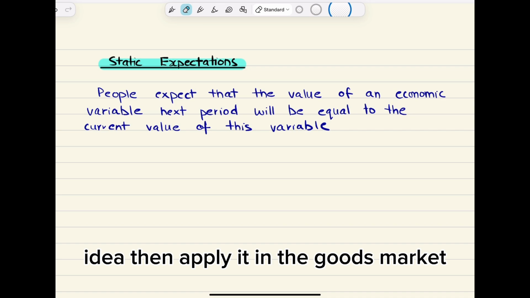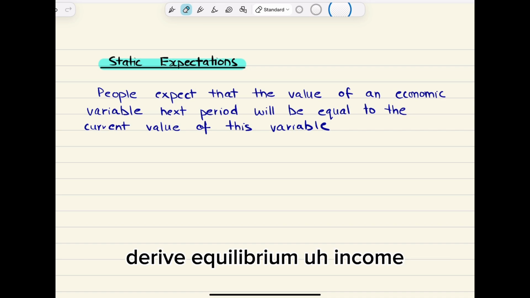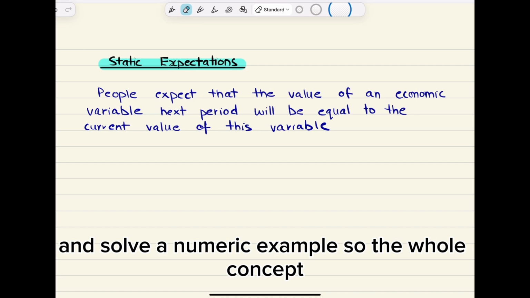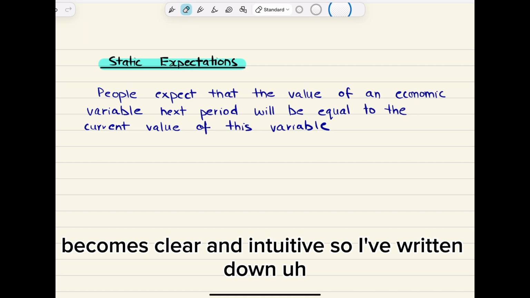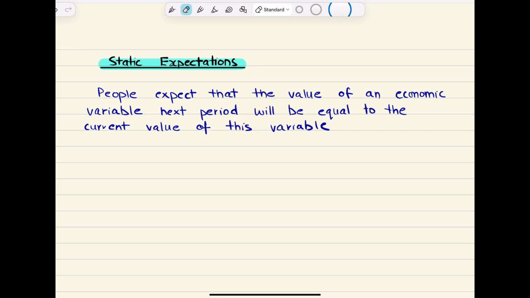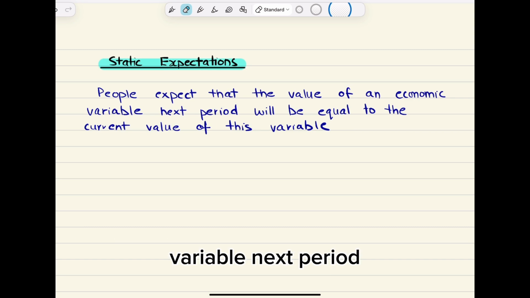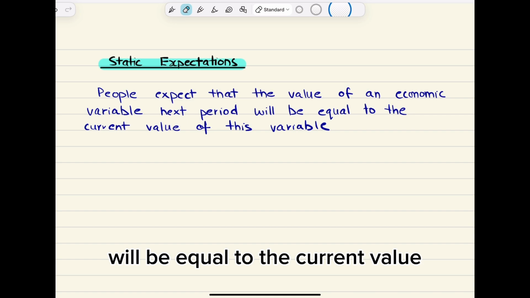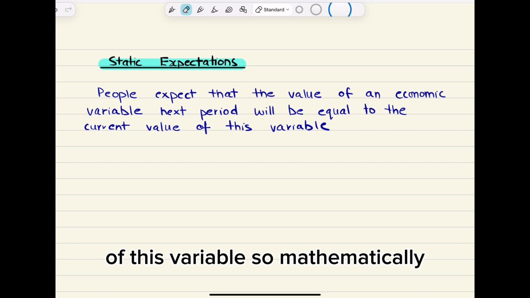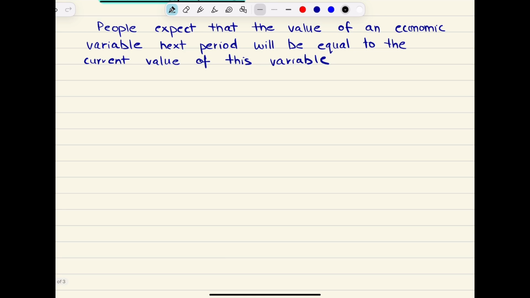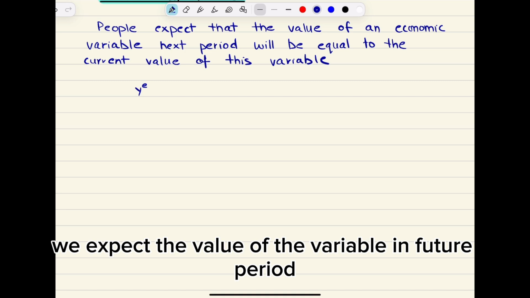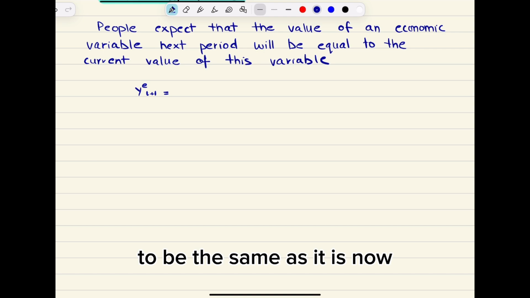We'll start with the idea, then apply it in the goods market, derive equilibrium income, and solve a numeric example so the whole concept becomes clear and intuitive. So I've written down the main definition of static expectation, which is that people expect that the value of an economic variable next period will be equal to the current value of this variable. So mathematically, we can write this as follows. We can write that we expect the value of the variable in a future period to be the same as it is now.